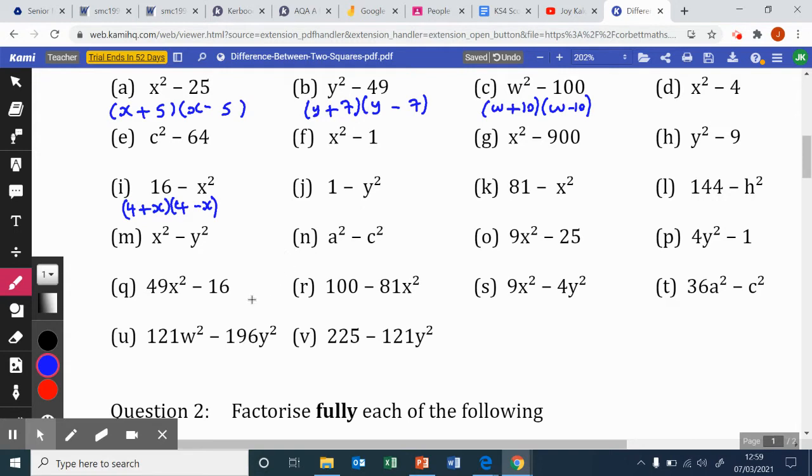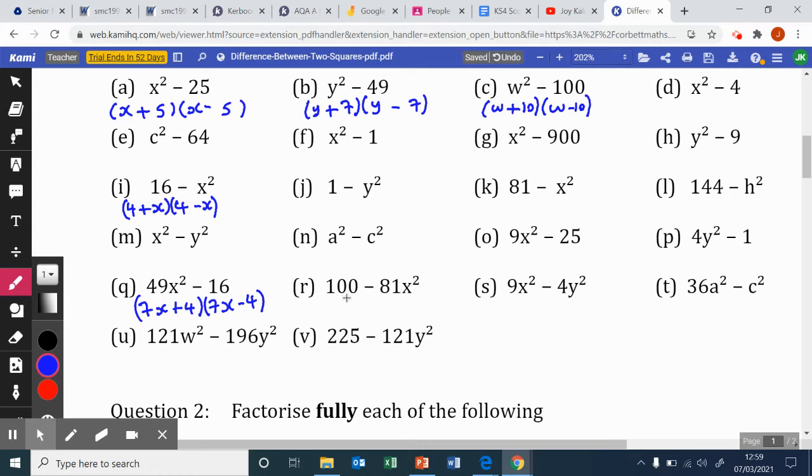Okay, and let's look at one down here with numbers in front of the x squared as well, or the letter squared. So the square root of 49 is 7. The square root of x squared is x. So it's 7x plus 4, since 4 is the square root of 16, and you've got 7x minus 4. Cool, let's look at another one like that.